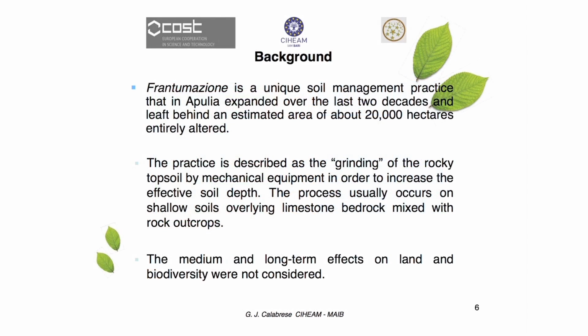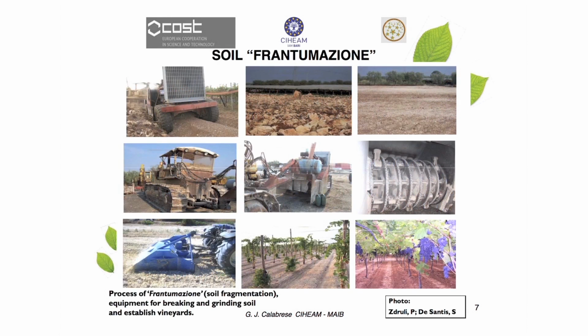So the background of this kind of work is related to a practice called frantumazione, with an estimated area of 20,000 hectares that are completely being altered. The practice is the grinding of the rocky topsoil by mechanical equipment. I will show you some pictures. These are the machines. These are the first steps of the work they do on the soil, and this is why they do it.